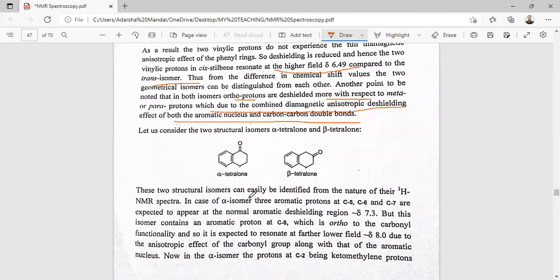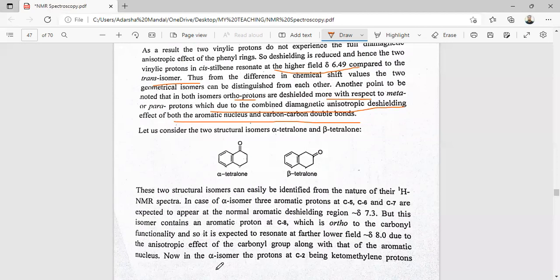So now consider these two structural isomers, alpha-tetralone and beta-tetralone. So for alpha-tetralone, we can identify these two isomers by NMR spectroscopy. In the case of the alpha isomer, three aromatic protons, C5, C6, and C7, are expected to appear in the normal aromatic deshielding region at 7.3, but this isomer contains an aromatic proton at C8, which is ortho to the carbonyl functionality.